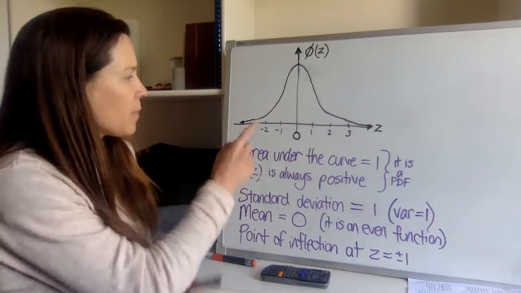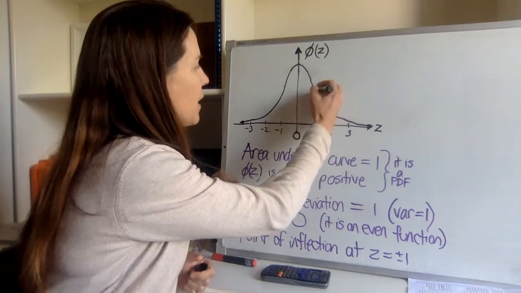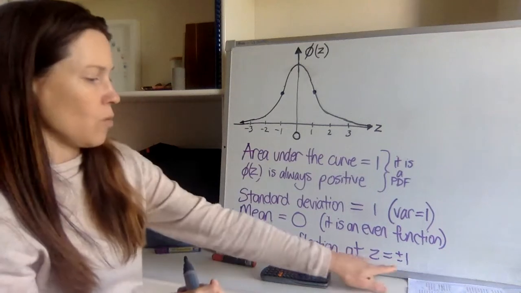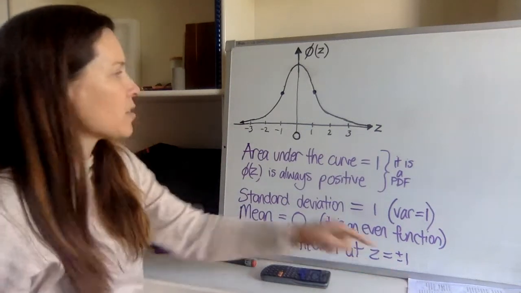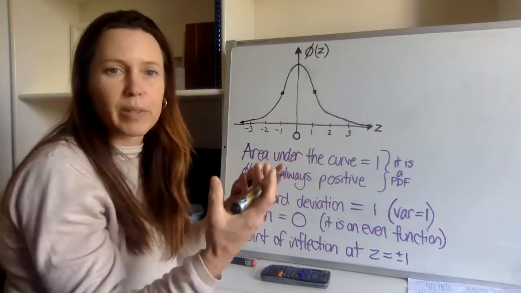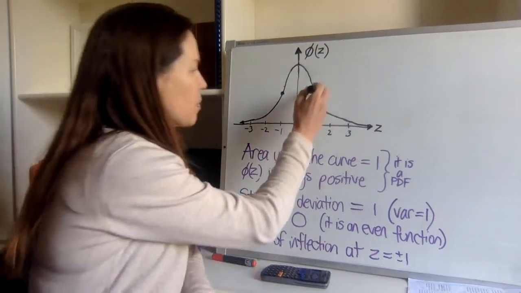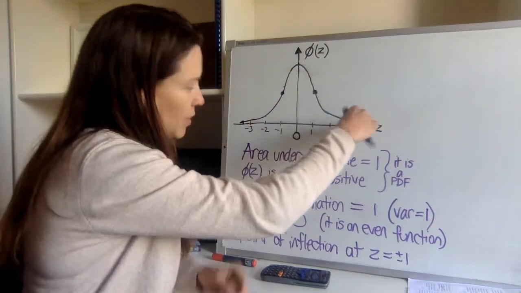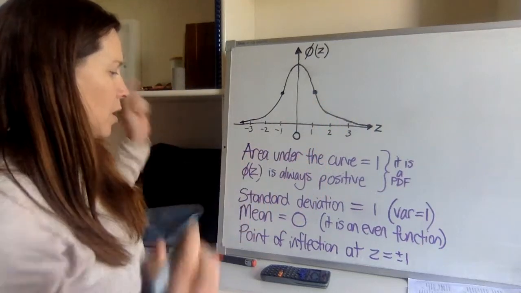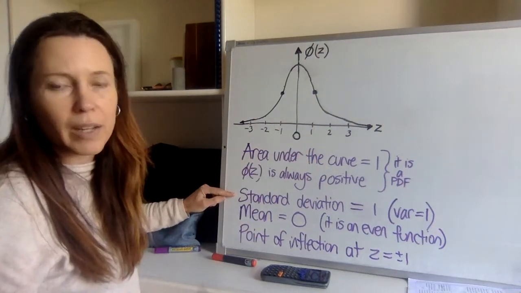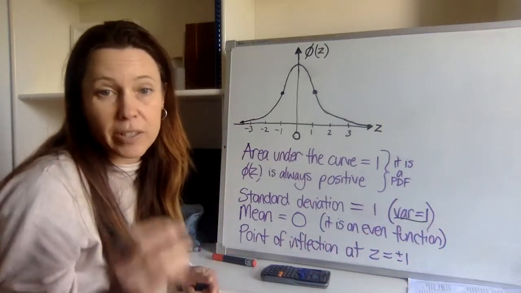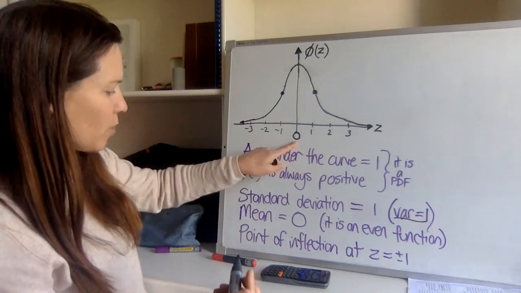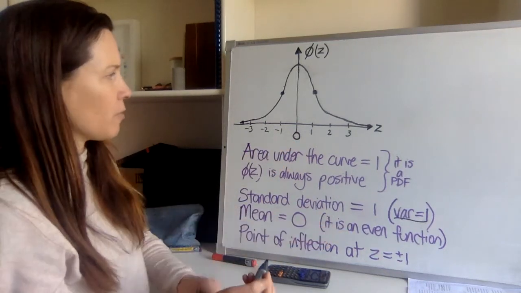Now, you'll notice something else that happens at exactly 1. We get a point of inflection on both sides at exactly 1 and minus 1. And that's not a coincidence. This curve is sort of built that way. Something special happens one standard deviation away from the mean: it stops curving this way, and the concavity of the curve actually changes. So we've got a standard deviation of 1, and of course that means that the variance, which is the standard deviation squared, must also be 1. We've got our mean right in the centre, making it an even function.